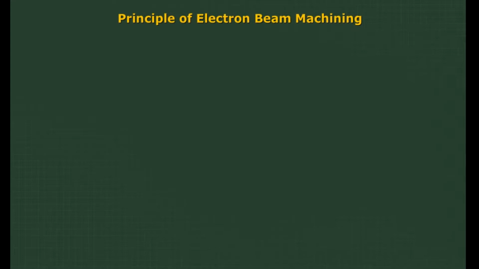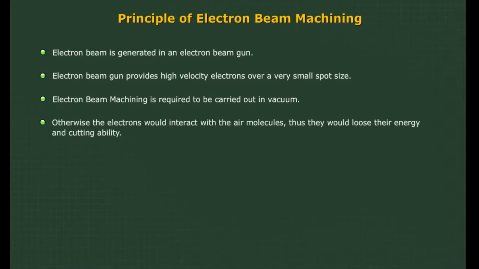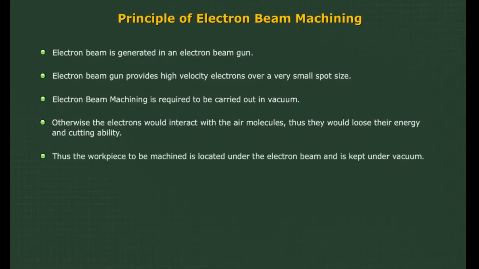Principle of electron beam machining. Electron beam is generated in an electron beam gun. The electron beam gun provides high-velocity electrons over a very small spot size. Electron beam machining is required to be carried out in vacuum. Otherwise, the electrons would interact with the air molecules, thus they would lose their energy and cutting ability. Thus, the workpiece to be machined is located under the electron beam and is kept under vacuum.